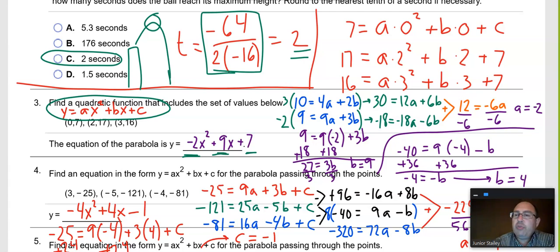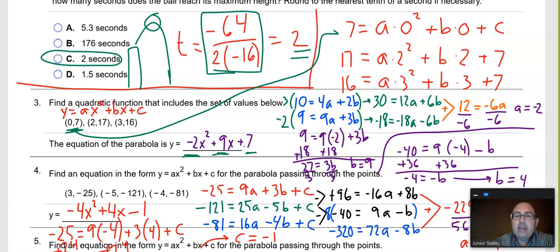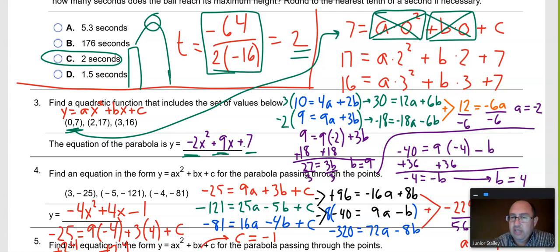All right, so we've been given 3 coordinates. We are going to make 3 equations. So let's start off with (0, 7). You're going to notice that I went up here and I plugged in 0 for x and 7 for y. Well, what is a times 0 squared? Of course, that's gone. That's nothing. And b times 0, well, that's gone as well. So the only thing left is c equals 7. That's how we know this value right here.